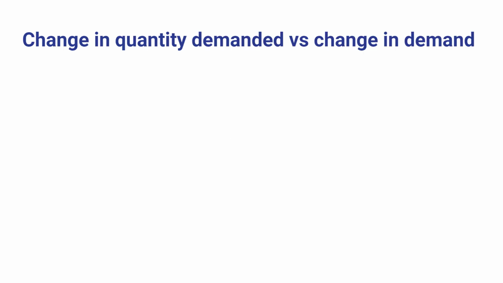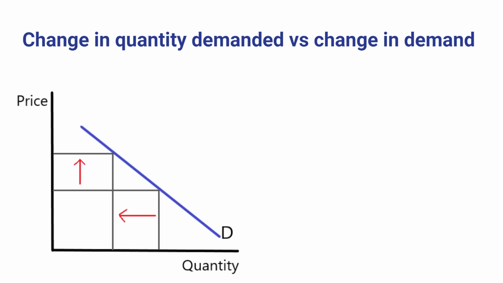Now, one source of confusion that students always have when they first study demand is the difference between a change in quantity demanded and a change in demand. A change in quantity demanded occurs when you change the price of the good. In this example, if the price of this good goes up, the quantity that people buy goes down. That's not a reduction in demand.